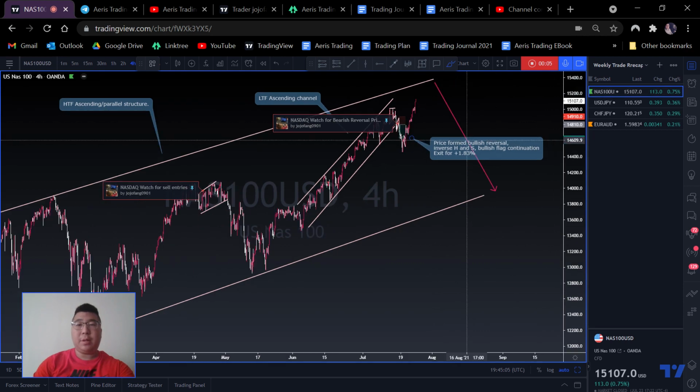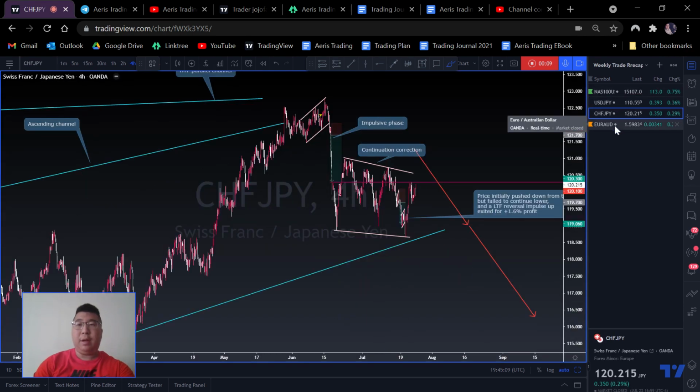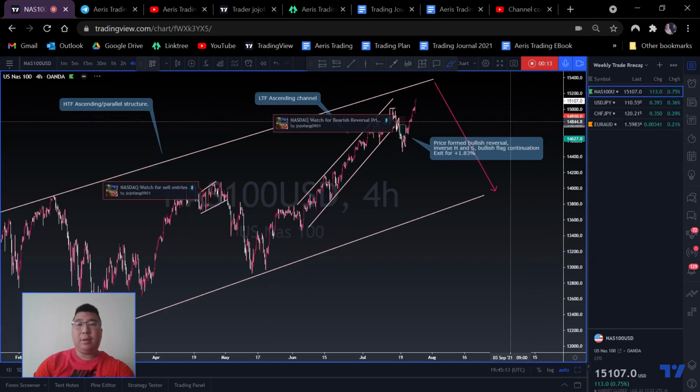This week I closed down NASDAQ, dollar yen, and Swiss yen for some profit, and I also entered Euro Aussie for a loss. So let's take a look into these three positions that I opened since last week, what my management was on closing them, and the new trade that I've entered this week.